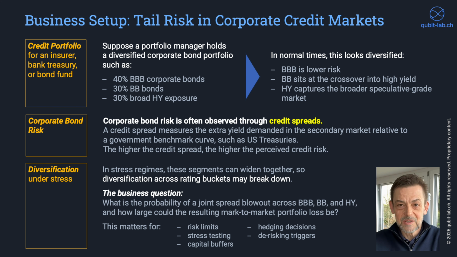Suppose a portfolio manager holds a diversified credit portfolio across 3 rating buckets: BBB, BB, and broad high yield. In normal times, that looks sensibly diversified. But under stress, these segments can widen together, and diversification can break down exactly when it matters most. So, the business question becomes, what is the probability of a joint spread blowout across these 3 segments, and how large could the resulting mark-to-market loss be? That matters for risk limits, stress testing, capital buffers, hedging, and de-risking decisions.